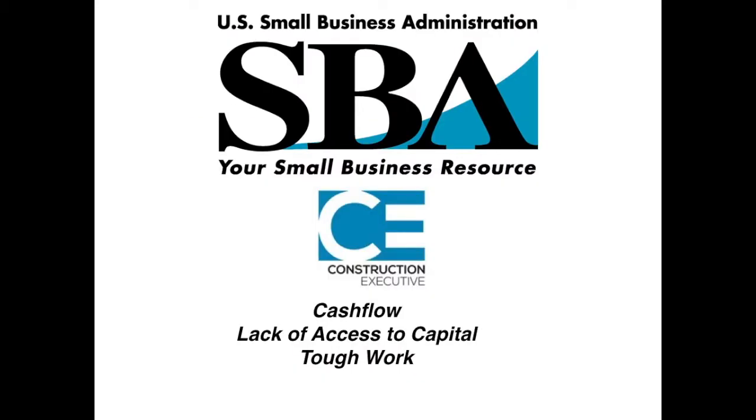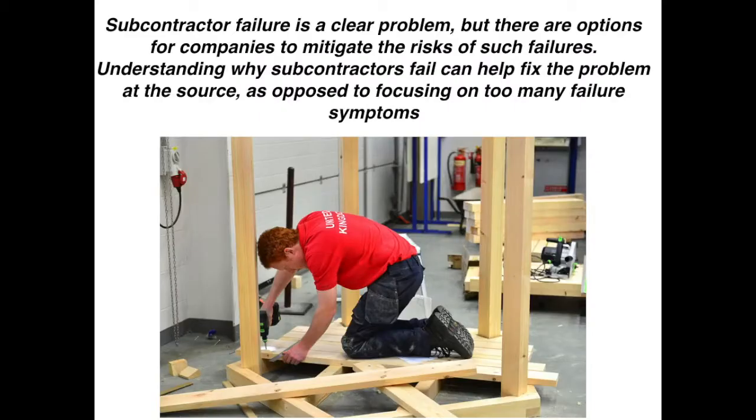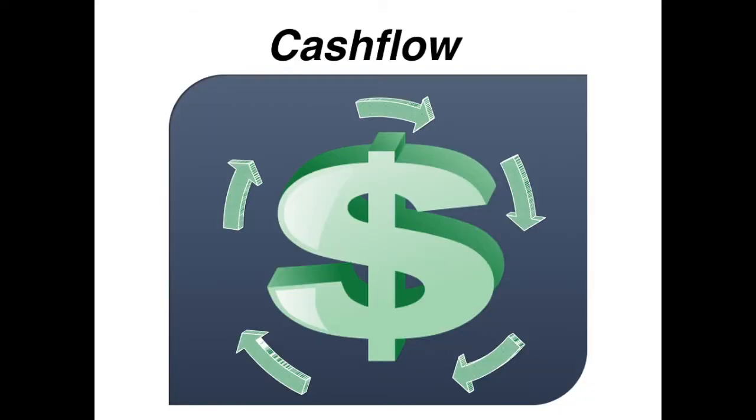According to the SBA and Construction Executive, cash flow, lack of access to capital, and tough work are the top 3 reasons why subcontractors fail. Subcontractor failure is a clear problem, but there are options for companies to mitigate the risks of such failures. Understanding why subcontractors fail can fix the problem at the source, as opposed to focusing on too many failure symptoms. Now let's look at the cash flow issue that some subcontractor owners and businesses have.